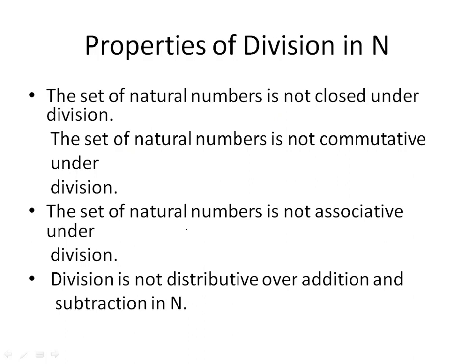Let's see the properties of division in N. I think division is not closed. For example, 7 over 0 does not belong to N, and also 3 over 5 does not belong to N. So N is not closed under division. And the set of natural numbers is also not associative in division and not distributive in division also. So now I want you to solve your school book pages 15, 16 and 17.